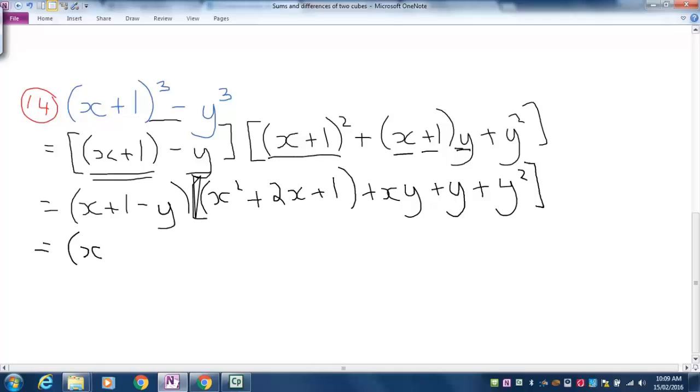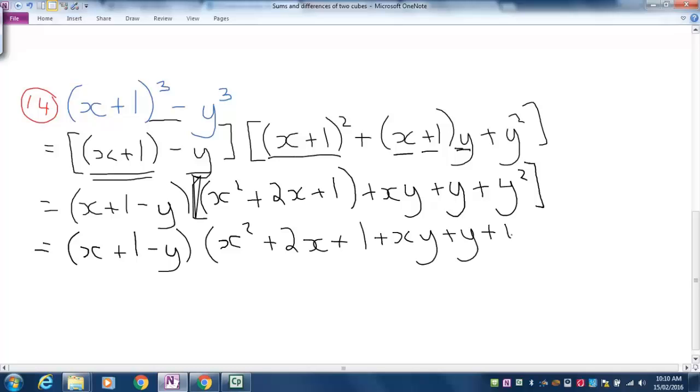So my first set of brackets, x plus 1 minus y, and then that second set of brackets, I'll just look to see if there's any like terms. In actual fact, there's not. So that second bracket is going to be a little messy. We get x squared plus 2x plus 1 plus xy plus y plus y squared. So I could really have finished at that line above there, but I'd made things a little bit messy. Doesn't hurt to check. So I hope that's helpful for expanding our sums and differences of two cubes.